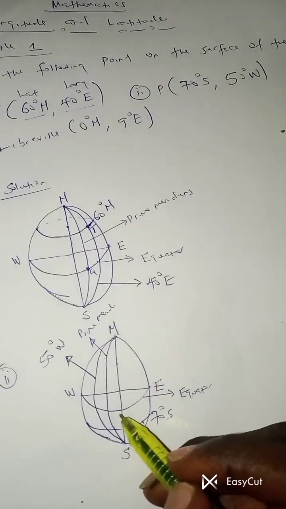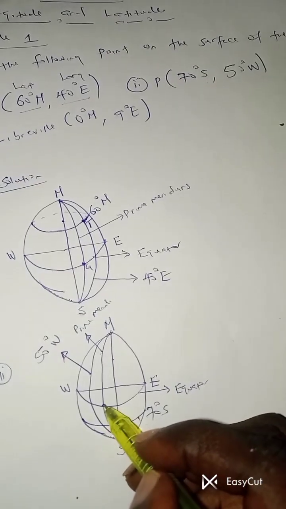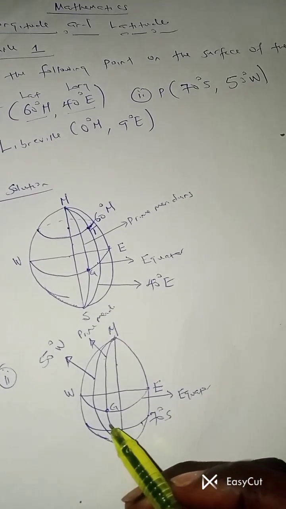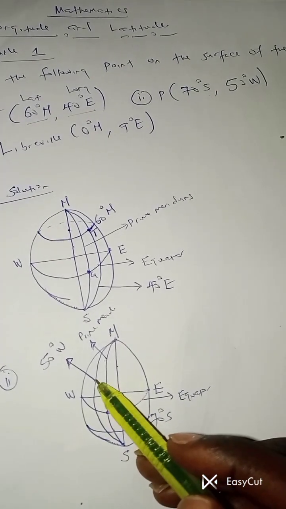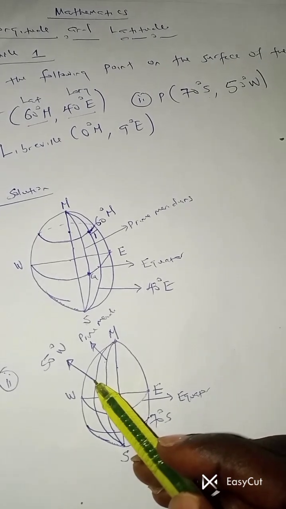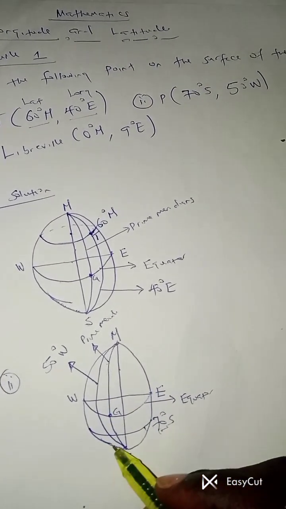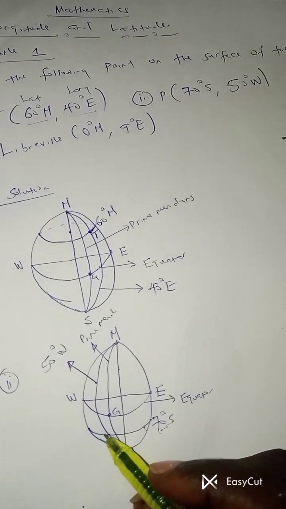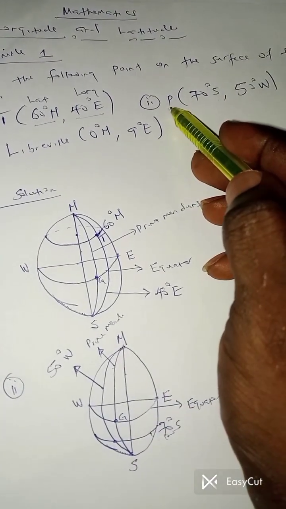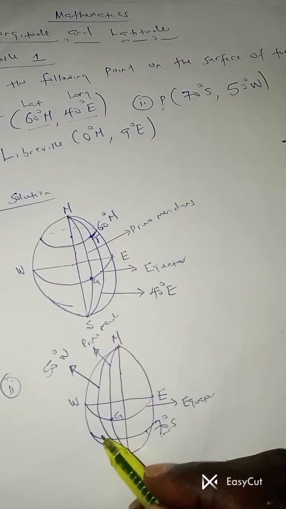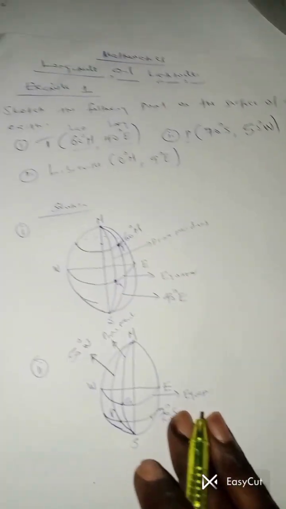So the intersection of the equator and the prime meridian is written as G, while the intersection of the longitude of 50° west as well as the latitude of 70° south is written as P. That's the location of the point P that you have here. So it's as simple as that.